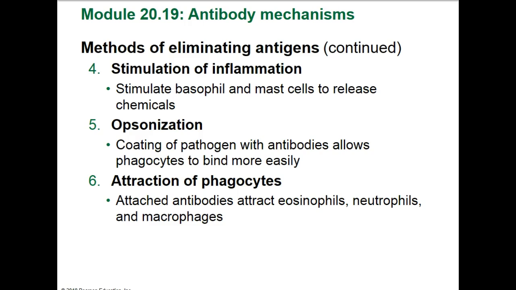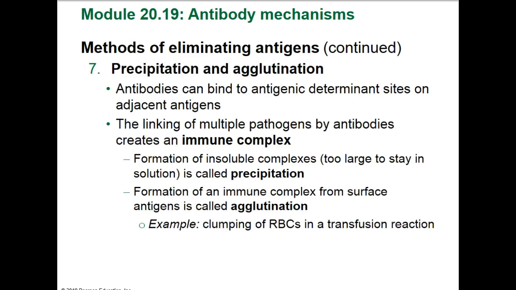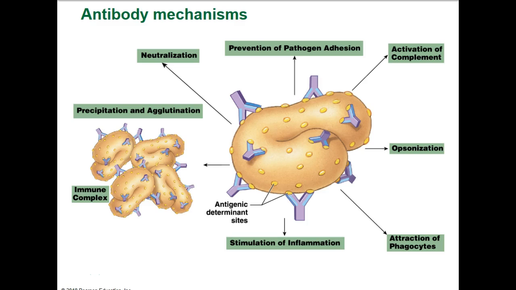So antibodies don't just react one way. There's 6 ways antibodies react. I'm sorry, 7. I forgot about this last one. This is important. This is the whole reason that the blood typing works. Sorry about that. Precipitation and agglutination. The antibodies can bind to antigenic determinant sites on the adjacent antigens, so it basically ties up those organisms so that they can't do anything. It forms insoluble complexes, that's precipitation, or it forms immune complexes from the surface antigens, that's agglutination. Again, that's what you see in blood typing tests, but also a problem in transfusion reactions. Okay, so this shows you all of those possibilities.